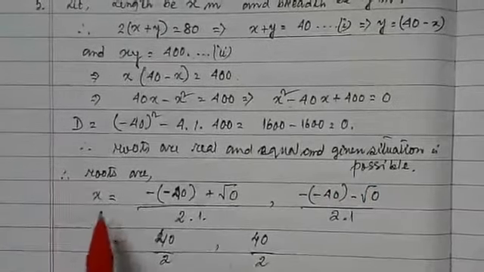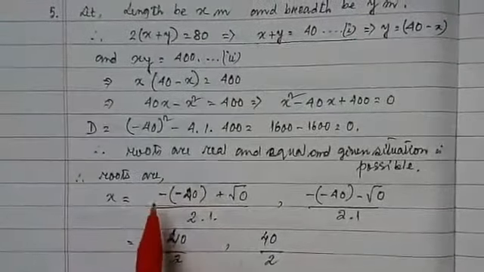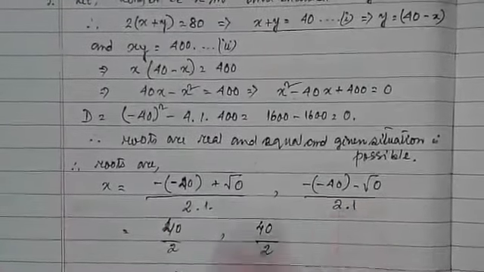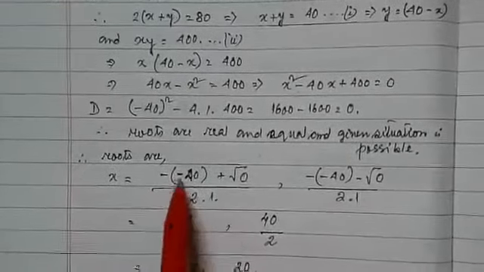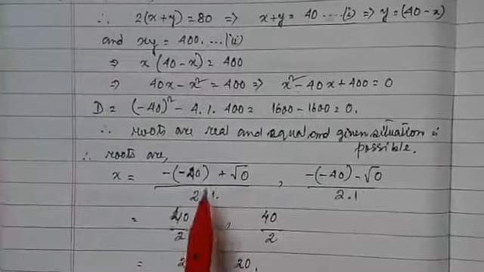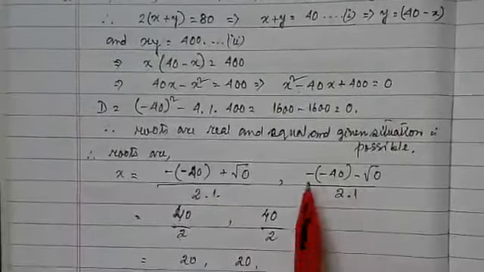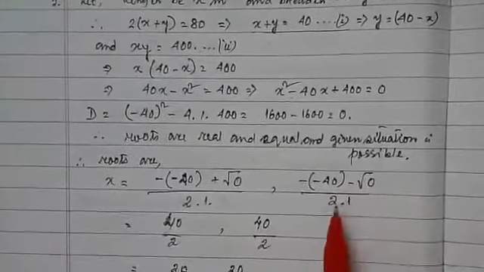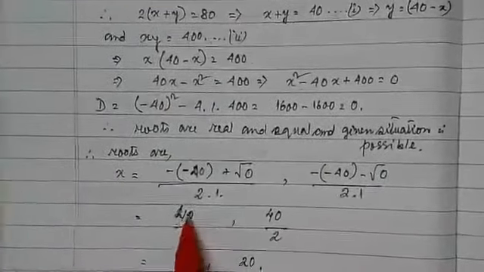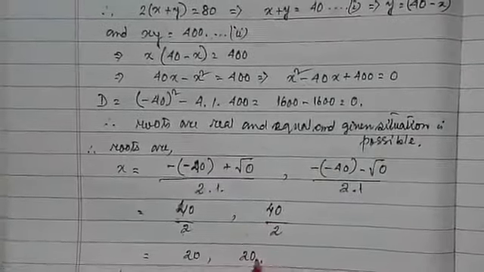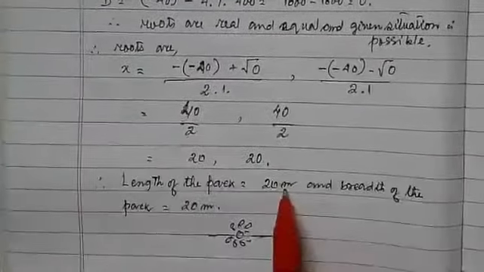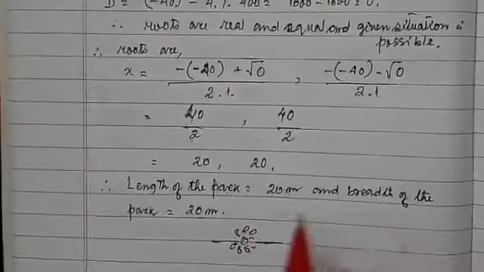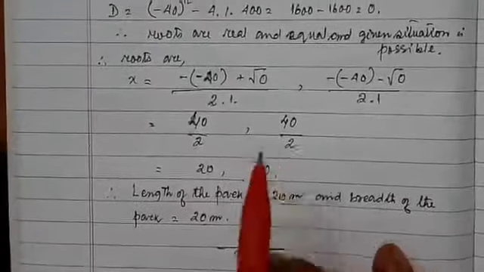Now what are the roots? Therefore the roots are x is equal to minus b plus root D by 2a and minus b minus root D by 2a. Now minus b, minus of minus 40, that is 40 plus 0 means 40 by 2 into 1, that is 20. And this is minus of minus 40, that is 40 minus 0, that is 40 by 2 into 1, that is 20. So 40 by 2 and 40 by 2, that is 20 and 20. That is, length of the park is equal to 20 meter and breadth of the park is equal to 20 meter. Therefore length and breadth are equal, this is a square. Okay, up to this, students.